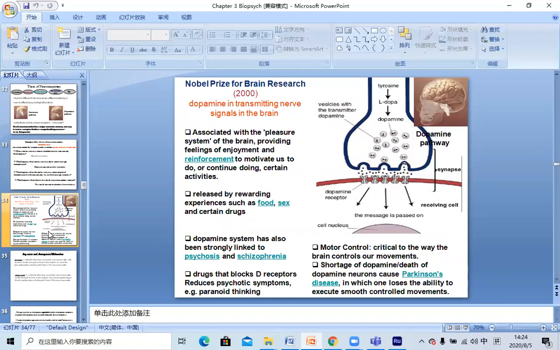A third type of important neurotransmitter is called dopamine. Dopamine has many different, very important functions. One important function is reward. It's part of the human reward system, part of the pleasure system.